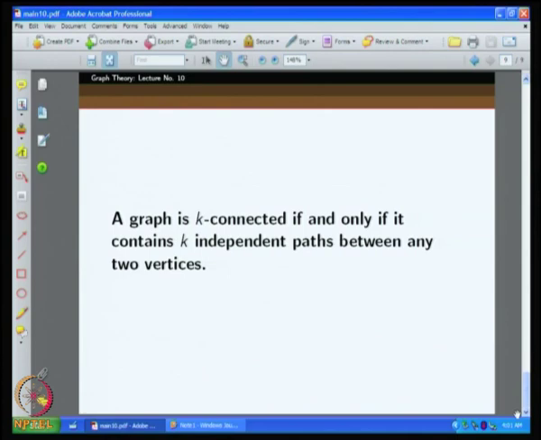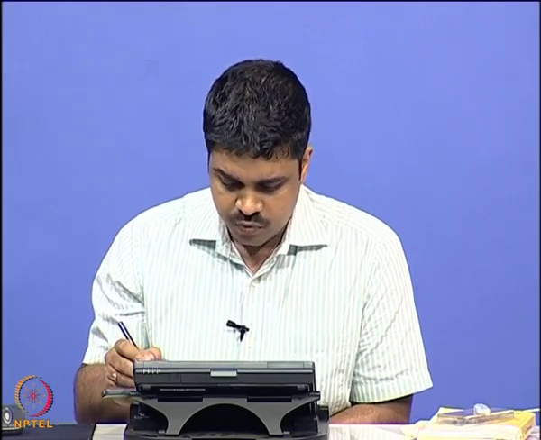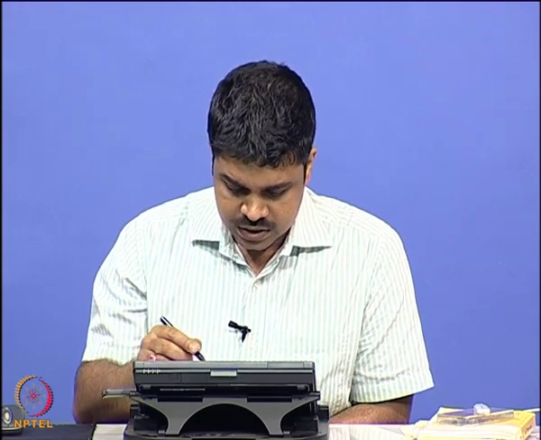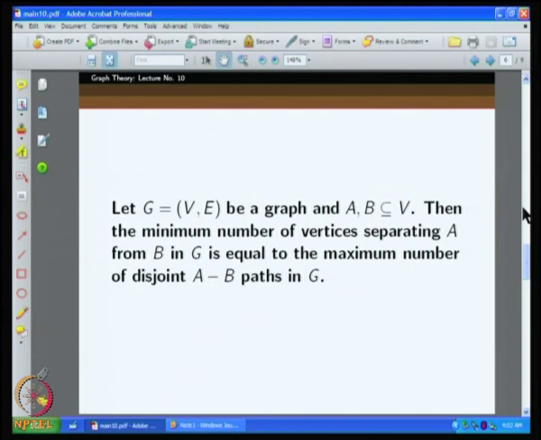So we will go to the more non-trivial part, namely the proof of this statement. Let G equal to V comma E be a graph and A be a subset of V. Then the minimum number of vertices separating A from B in G is equal to the maximum number of disjoint AB paths in G.